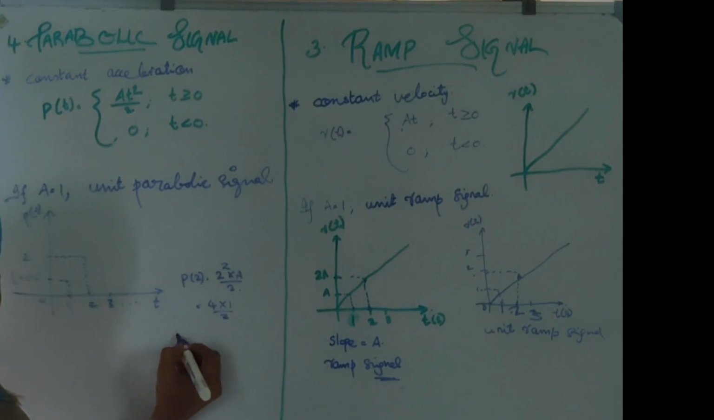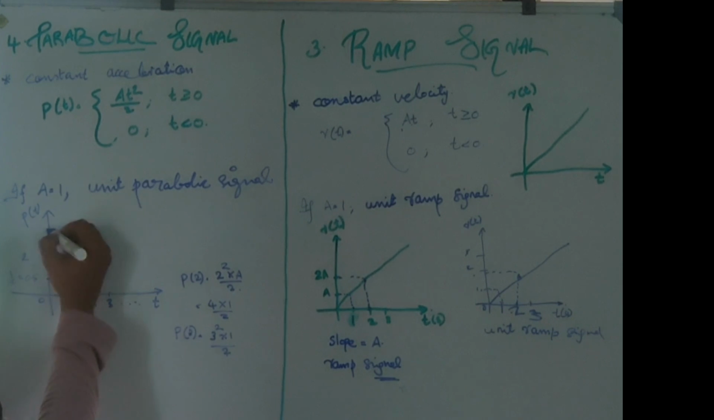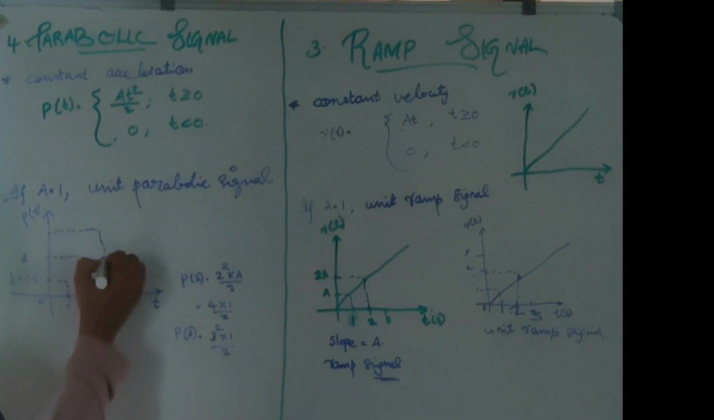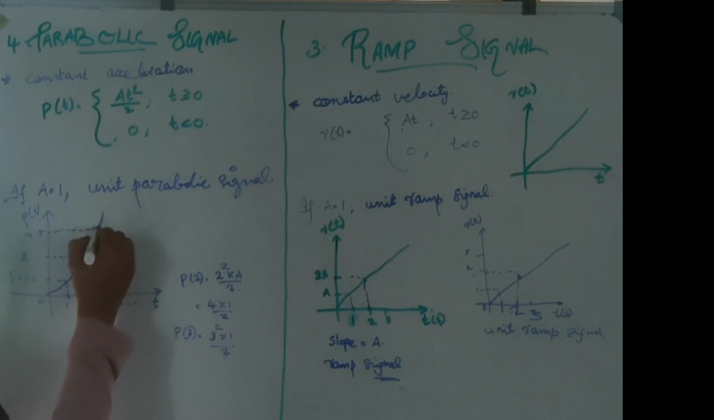And what will be p of 3? 3 square into 1 by 2, 9 by 2, is 4.5. So it is a parabola.